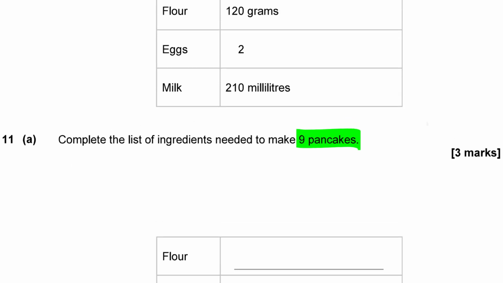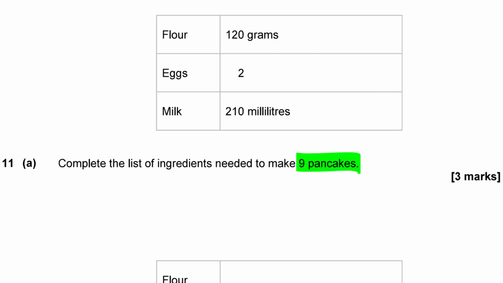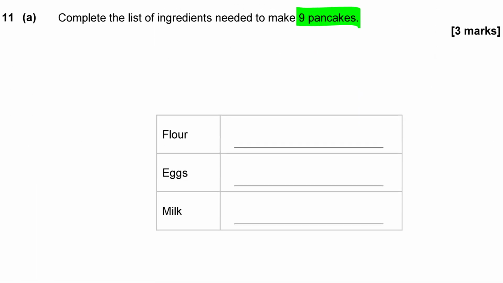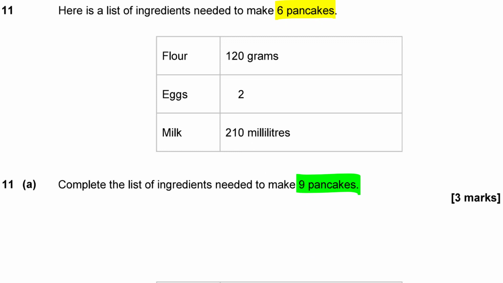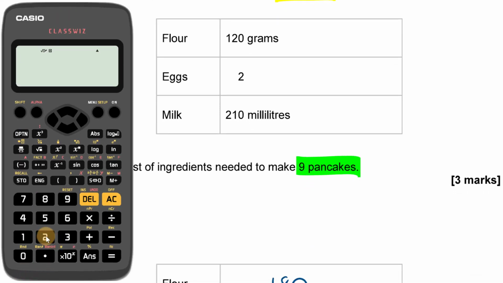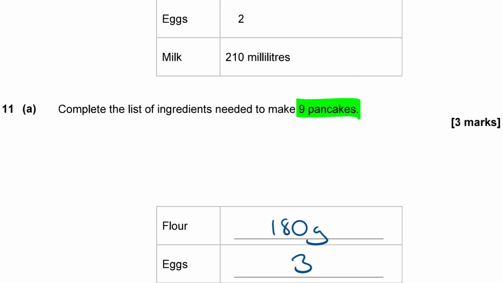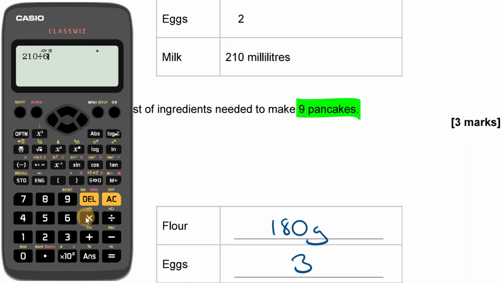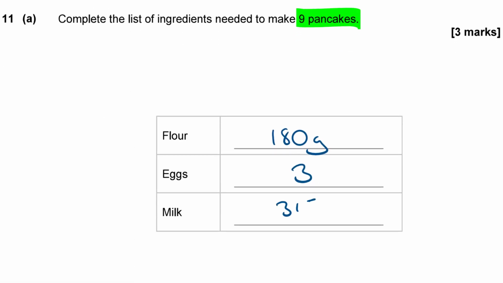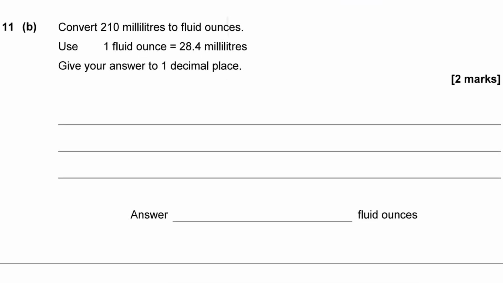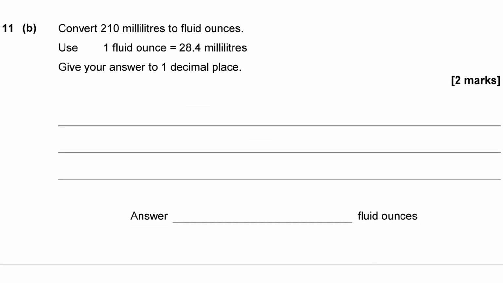So flour was 120 grams, so divide that by 6 is going to give me 20, and 20 times 9 is going to give me 180. So we need 180 grams of flour. 2 eggs, that's not quite so easy to see, but if I do take 2, divide it by 6 times by 9, you'll see it comes out to be 3. So I'm going to need 3 eggs. And 210 divided by 6, times by 9, just going to do that on the calculator, is 315. So 315 milliliters. So that was eggs and that was grams. Yep, happy with that?